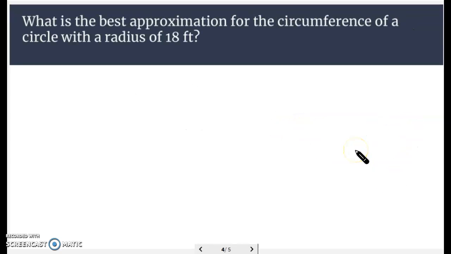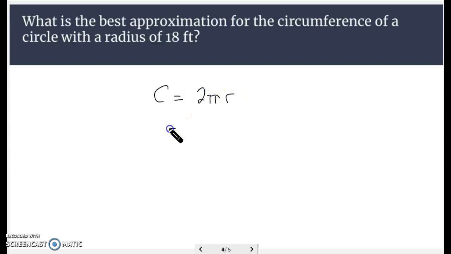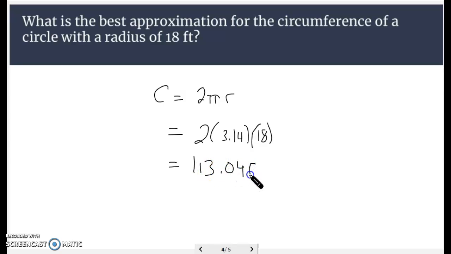What's the best approximation for the circumference of a circle with a radius of 18 feet? Here's our 2 pi r formula again. 2 times an approximation, we're going to use 3.14 for pi, radius of 18. And put that all in the calculator. 2 times 3.14 times 18, we're going to get 113.04 feet.